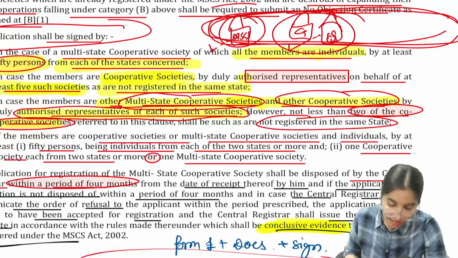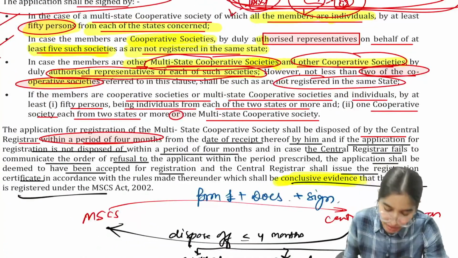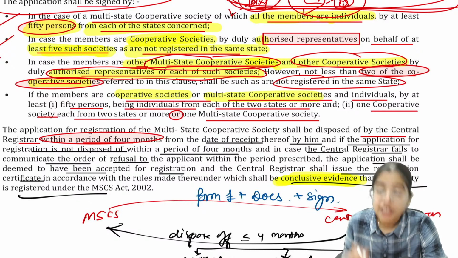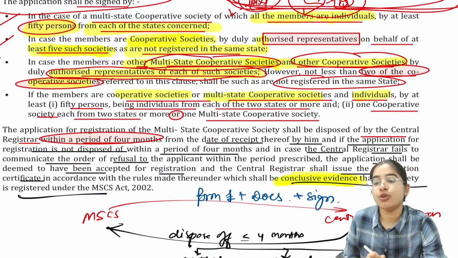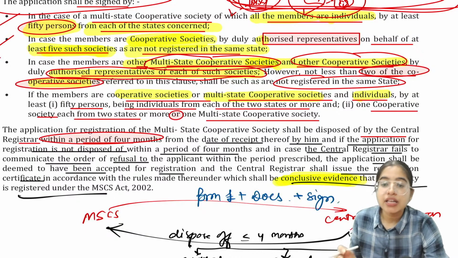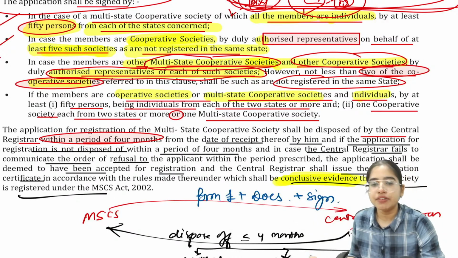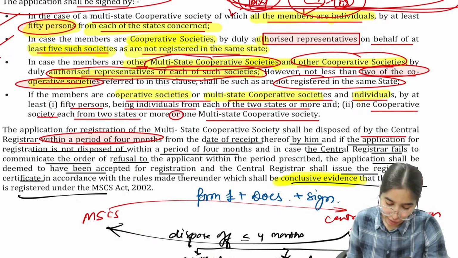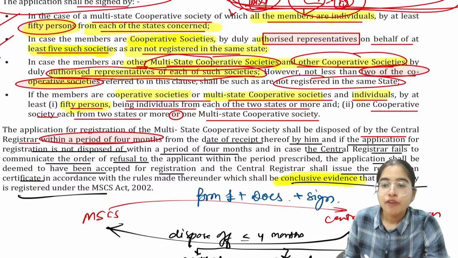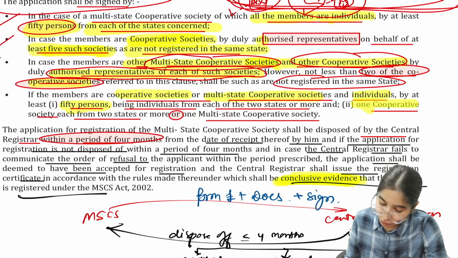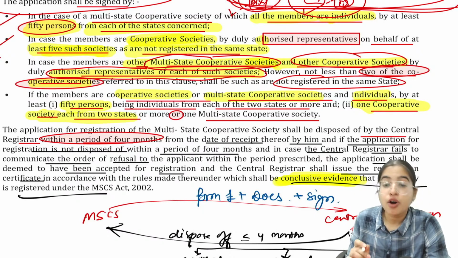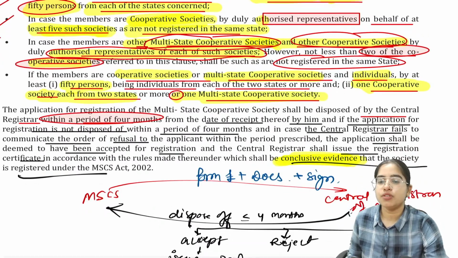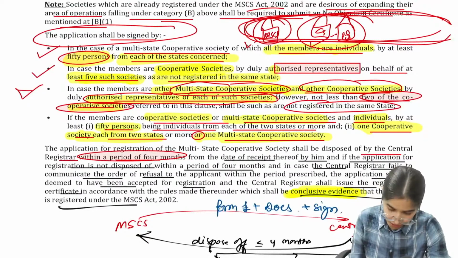Next, if the members are cooperative societies, multi-state cooperative societies, and also individuals. So if the members are cooperative societies as well as individuals, in that case your application should be signed by 50 individual members, 1 cooperative society from 2 states, meaning different states, or 1 multi-state cooperative society. So this is the signing requirement which is important.